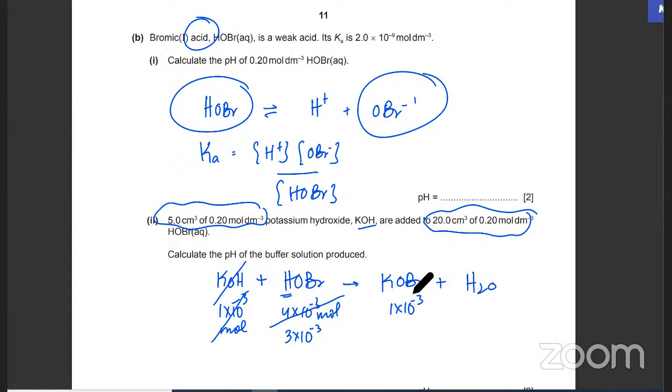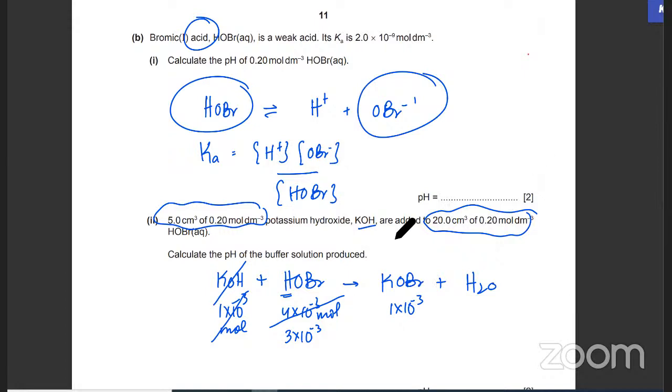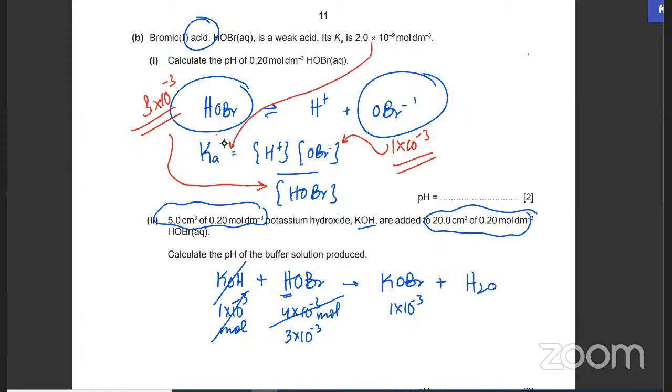So basically, the amount of OBr minus 1 ions would be coming from the salt, which is KOBr. So this would be 1 into 10 to the power minus 3. And HOBr would be 3 into 10 to the power minus 3. So just plug in these values. This goes over here. This one goes over here. The K value is also given, that goes over here, and you'll find H plus 1.